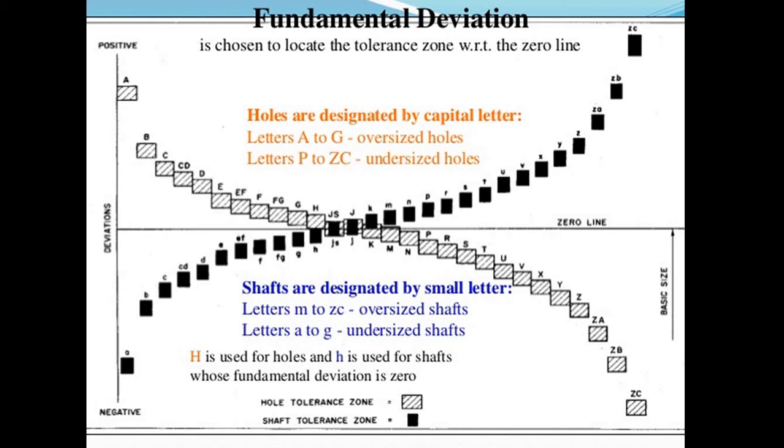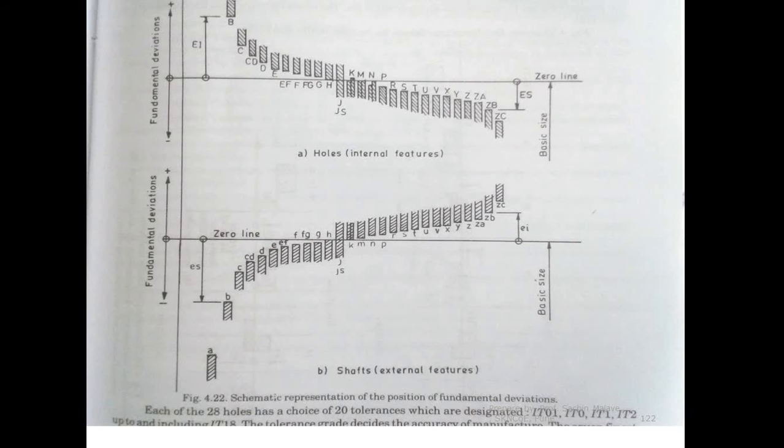So here you can see this is the fundamental deviation of the A type of the shaft: the distance between the basic line and this line. As you can see here also, this is the A type of the shaft. So the distance between this line and this one is the fundamental deviation.